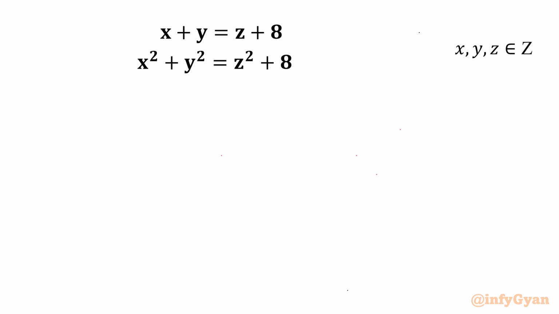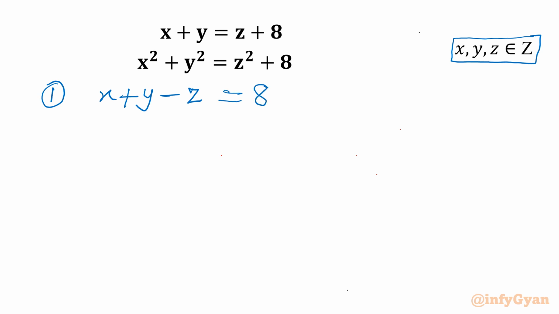In today's video, we are having one very interesting Diophantine equation. The equations are x plus y equal to z plus 8 and x square plus y square equal to z square plus 8. We have to find out all integer solutions. So let's get started by writing our equation as x plus y minus z equal to 8. And the second equation I can write as x square plus y square minus z square equal to 8.